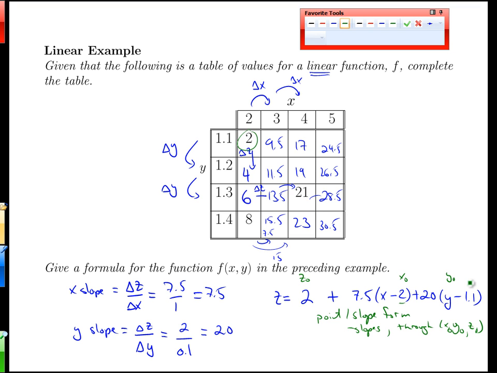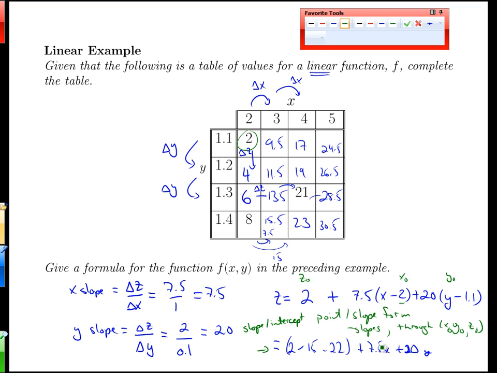The slope intercept form is the one we saw briefly earlier. You can convert between the two. You just expand it out. 7.5 times negative 2. Heck, let's do it. The alternative would be 2 minus 15 and minus 22, plus 7.5x plus 20y. And this form would be the slope intercept.